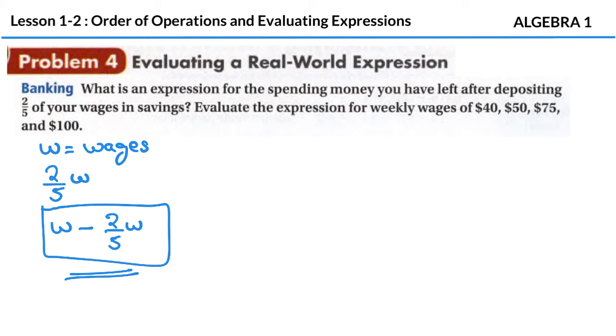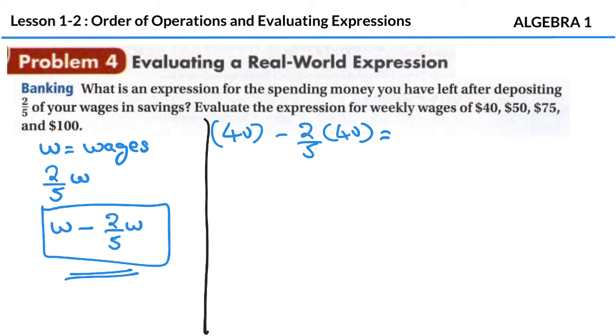Now it becomes pretty easy. Since you have already got the expression W minus 2/5 of W, if your weekly wages is 40, so your value of W now is 40. So your expression will look like 40 minus 2/5 of 40, and that's going to be equal to how much? 24. So you're left with $24 to spend.